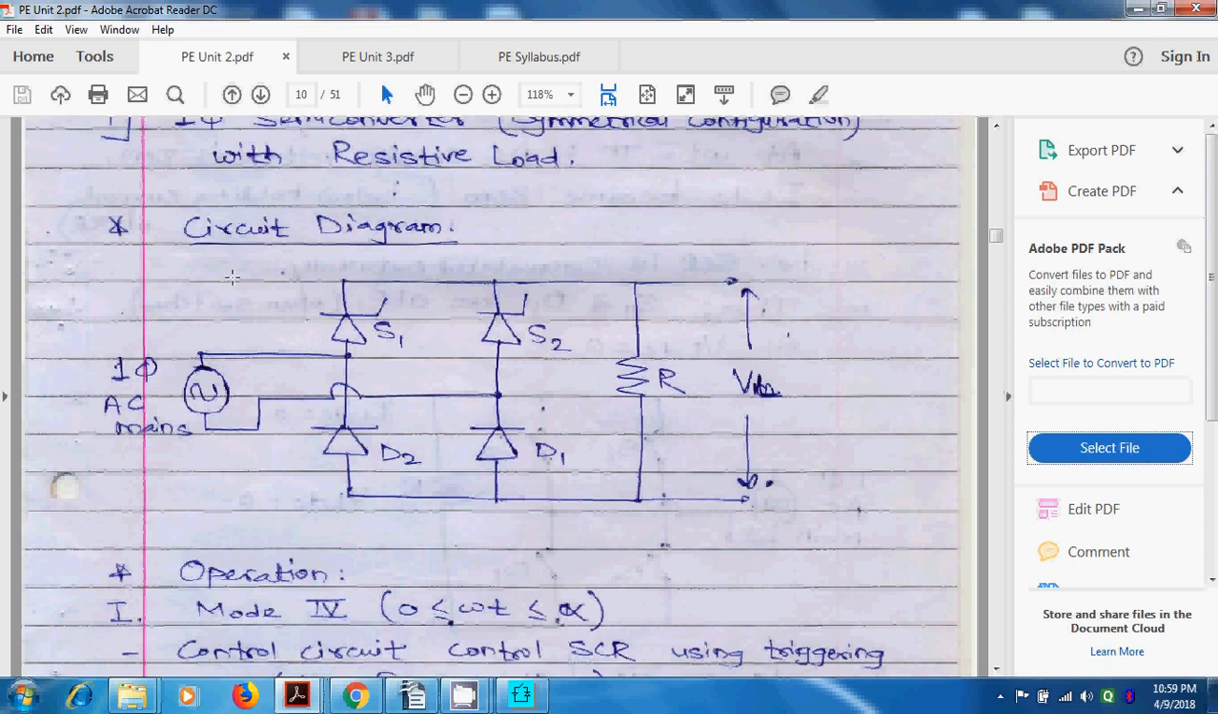So first we will try to mount the circuit which is shown in this circuit diagram, and then we'll study the waveforms and find out the performance parameters. So we'll go to the PSIM software.